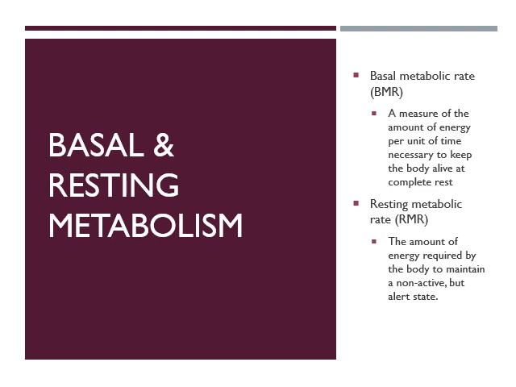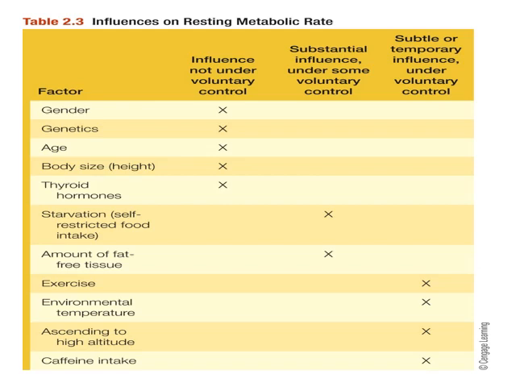The resting metabolic rate gives a figure that's a little higher than basal metabolic rate. This is the amount of energy required by the body to maintain a non-active but alert state. This table highlights different factors that affect resting metabolic rate. This table divides these factors into three different categories. The first category are factors that influence resting metabolic rate but are not under voluntary control. These include things like your gender, your genetics, your age, your height, and the amount of thyroid hormones that you produce.